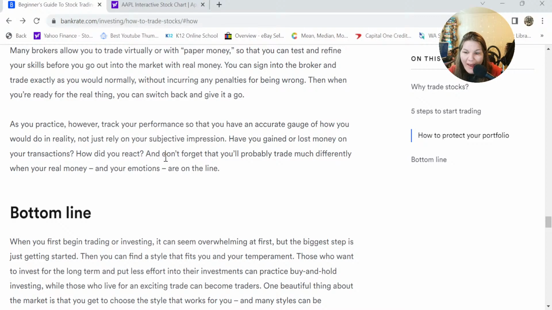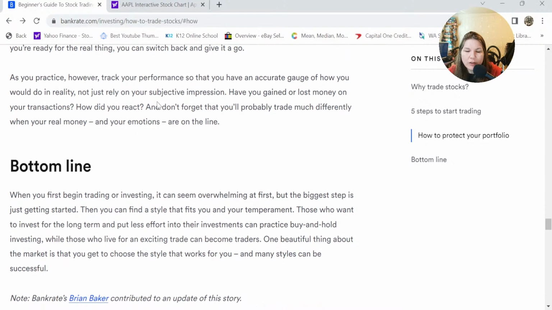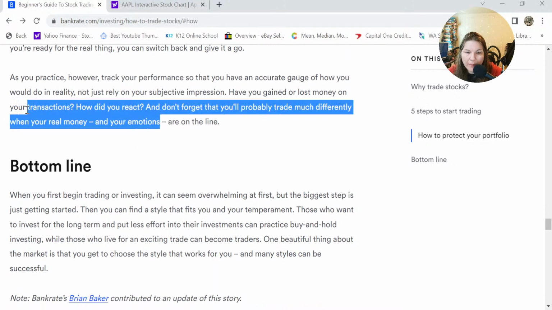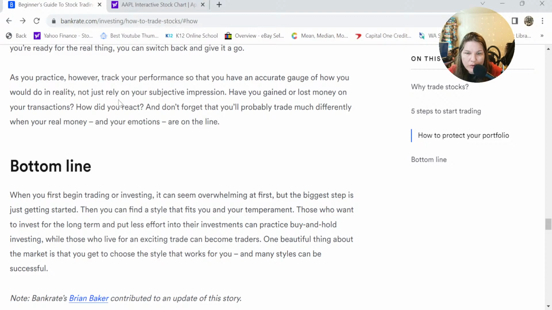So, have you gained or lost money on your transactions? How did you react? Did it make you want to throw something across the room? Or did you have good risk management? And don't forget that you'll probably trade much differently with your real money when your emotions are on the line. So we have to learn to control our emotions, guys, with our real money. No emotions. We can lose 3% and then that's okay. We have to learn that and we are going to practice it.